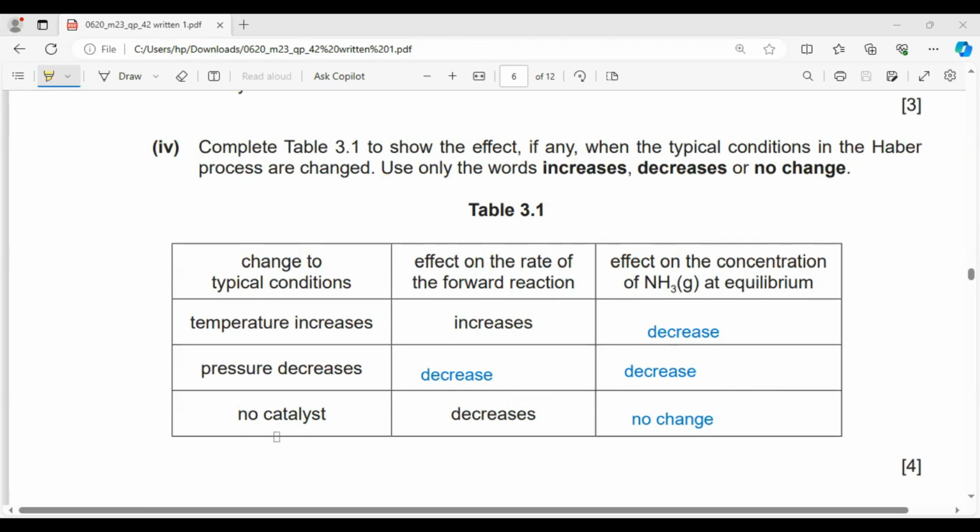In the case of the catalyst, when there is no catalyst, the rate of reaction will of course decrease, and because of the presence of the catalyst, there is no effect on equilibrium, because of which we will write no change.